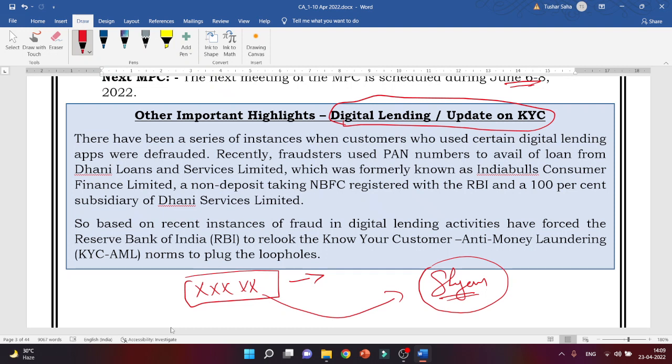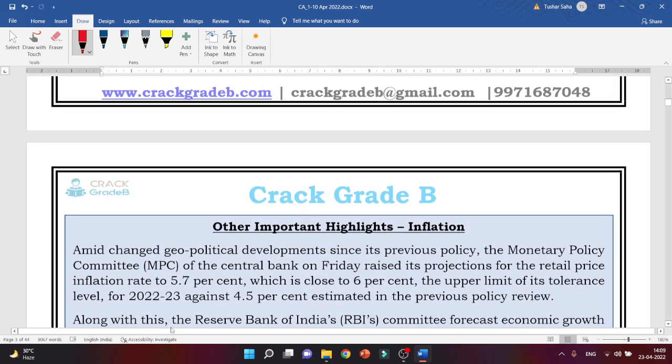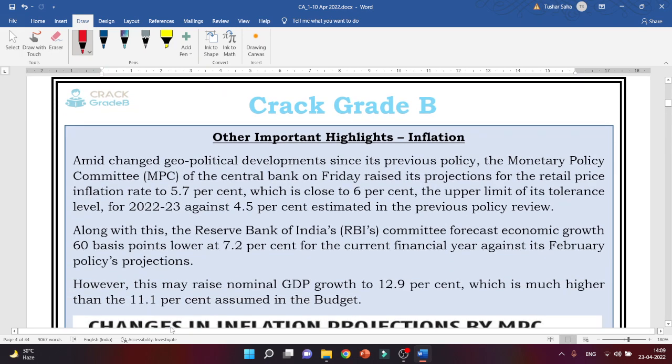Now you might be thinking, how does that happen? Yes, that has happened. That has happened with whom? Indiabulls customers, Dhani loans, right? People used somebody else's PAN number and the fraud was going on that way. So RBI will come with an update regarding KYC, and the background story is this. The reason is this. Now let's move to the second important thing, inflation.